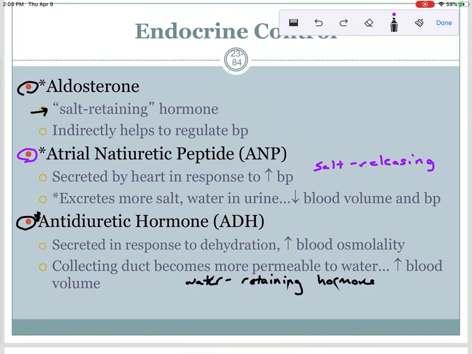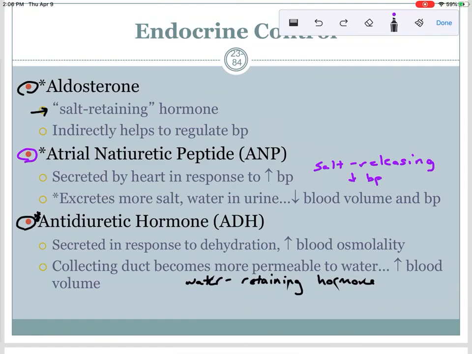We're going to talk about that a little bit more in the endocrine system, but I just want to give you an example because I've given you a bunch of examples of salt retaining, water retaining, things that we use to increase blood pressure. ANP is an example of a hormone that is used to decrease blood pressure. ANP as a hormone is actually secreted by the heart, which is pretty cool. I'm not going to ask you that. But you should know that it works at the kidneys.